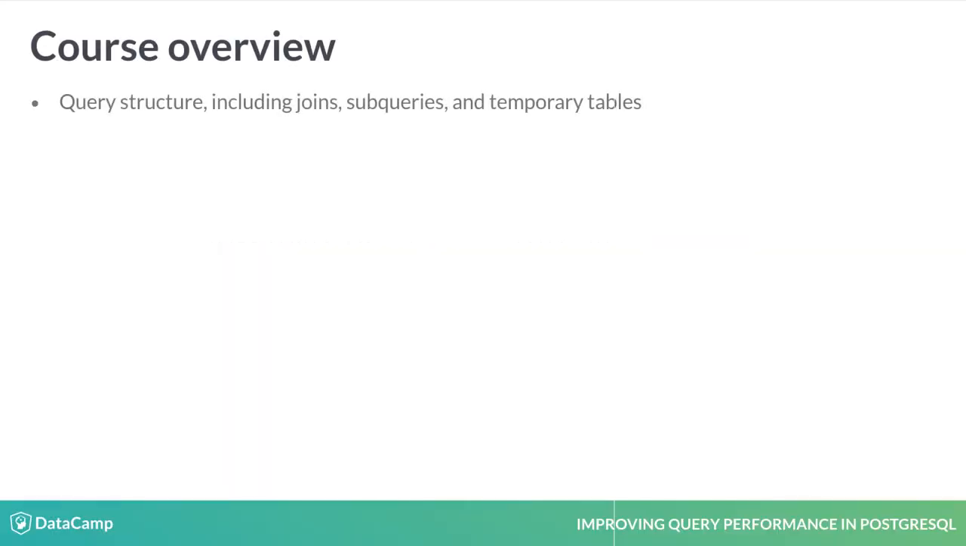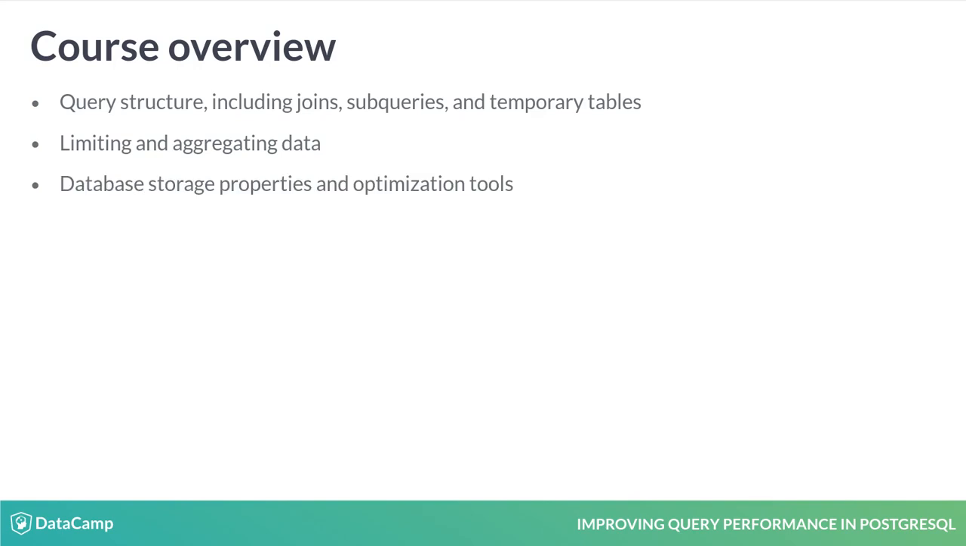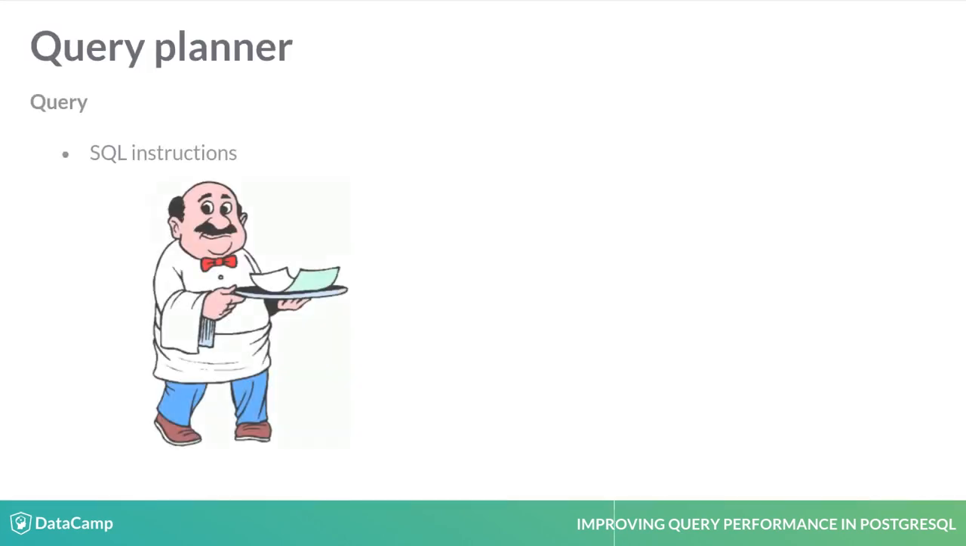We will cover choices in query structure, including join types, subqueries, and temporary tables. We will discuss limiting and aggregating data from large tables. We will cover database storage properties and how these characteristics impact the available optimization tools. Finally, we will view each concept through the lens of the query planner.